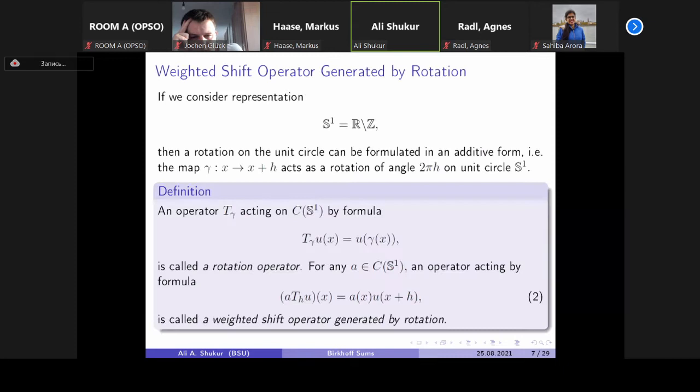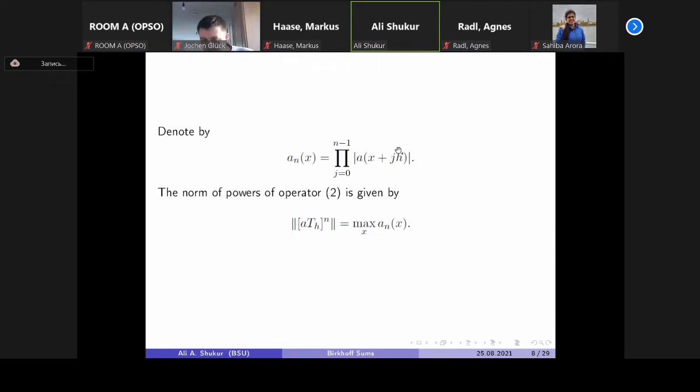And we see here this product. This represents the powers of the operator. So you mean by this one the power of the operator. So the maximum of this is the norm of powers. It is the norm of powers.